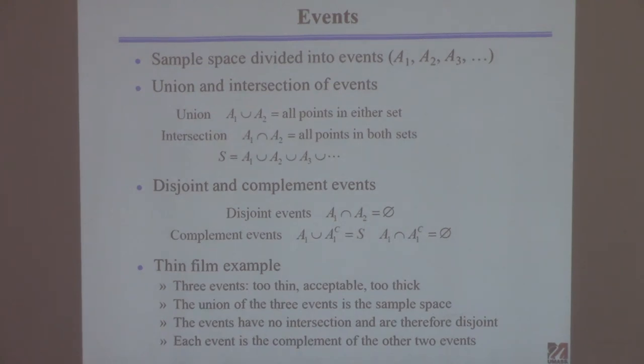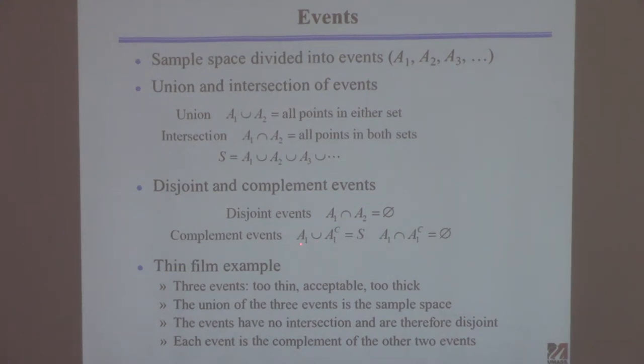All right. So this idea of a complement set is important because sometimes you want to know the probability of something occurring, call it A1, but it's much easier to calculate the probability of it not occurring. Okay. That's the reason this is useful. So, for example, it might be easier to calculate when the thin film is not okay than when it is. I don't know why that would be the case, but let's just pretend.